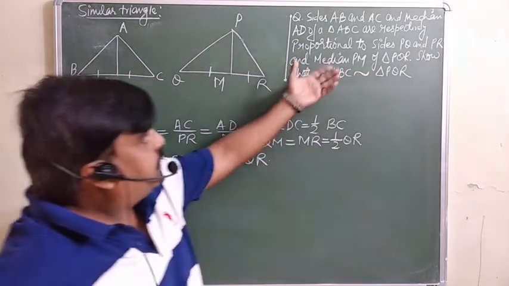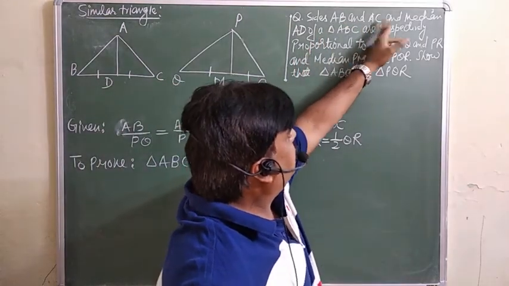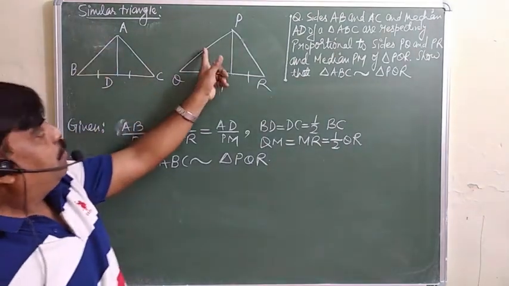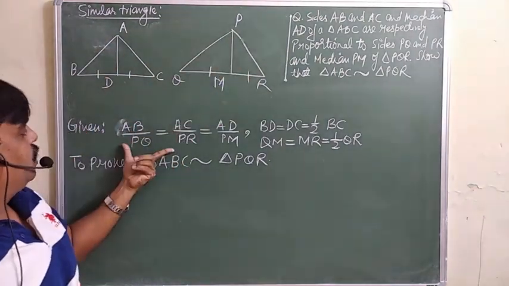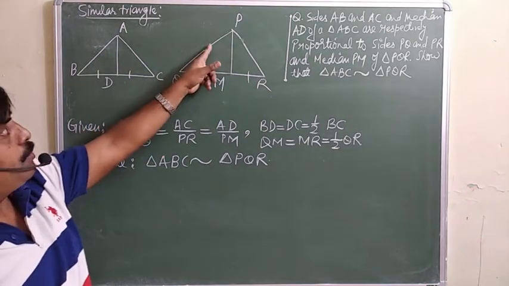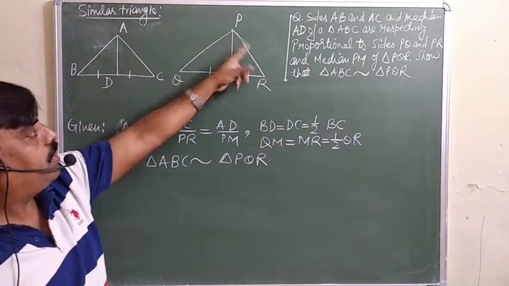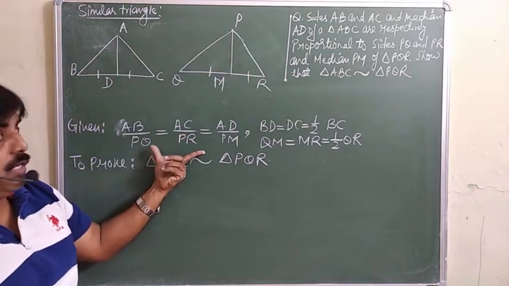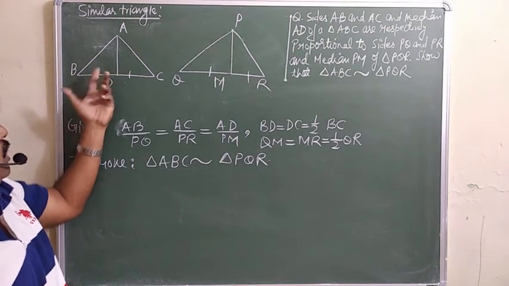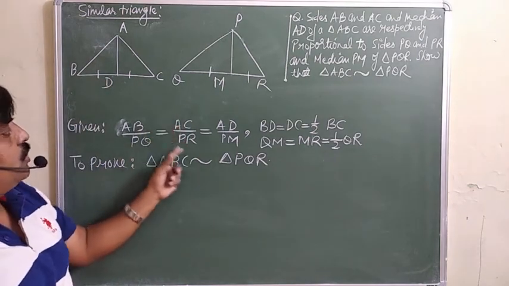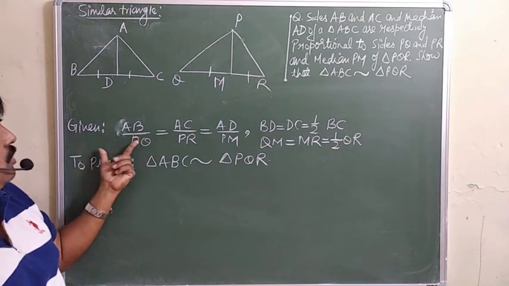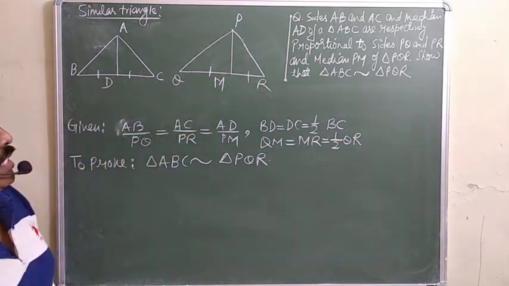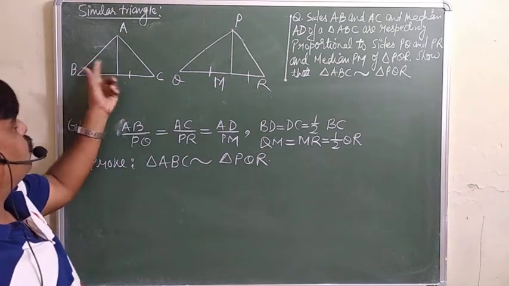Okay, now this next question is given AB, AC and the median AD, and PQ, PR and median PM. The ratio is given equal, meaning AB over PQ is equal to AC over PR is equal to AD over PM. This is already given. In the previous question, the median was bisecting one of the sides whose ratio was given. But here it is not given. It is bisecting the third side. You are supposed to make these two triangles similar.